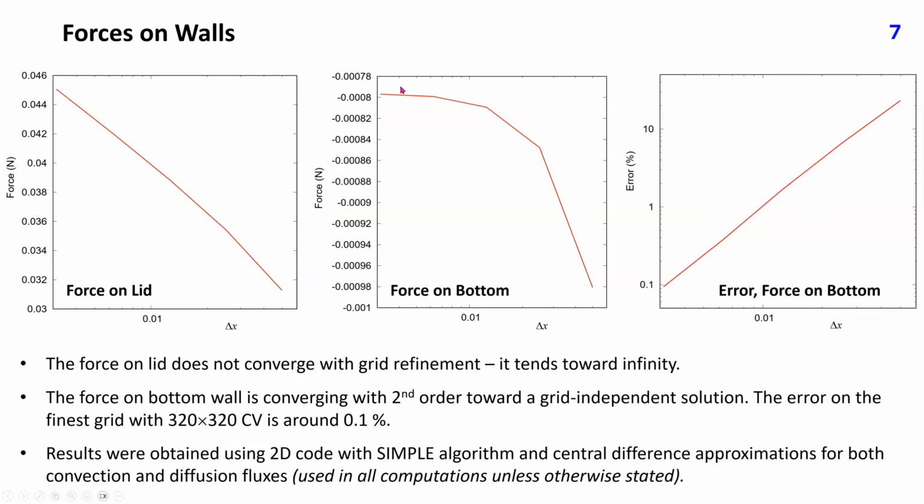A reduction of the average cell size by 1 order of magnitude leads to the reduction of the error by 2 orders of magnitude. The error on the finest grid with 320 by 320 control volumes is around 0.1%. Results were obtained using 2D code with simple algorithm and central difference approximations for both convection and diffusion fluxes. These approximations are used in all computations unless otherwise stated.